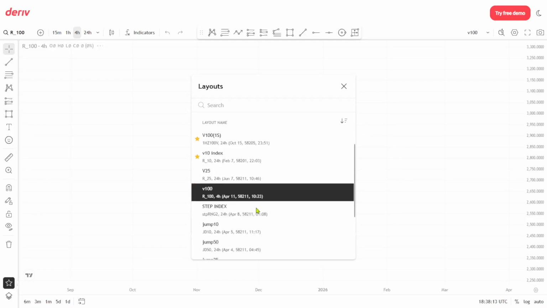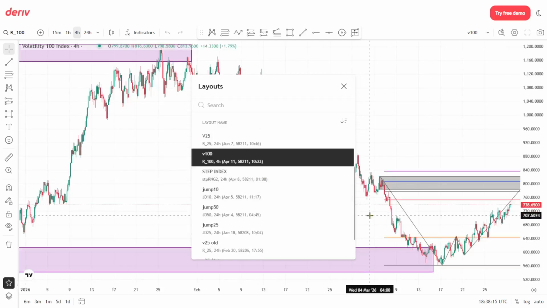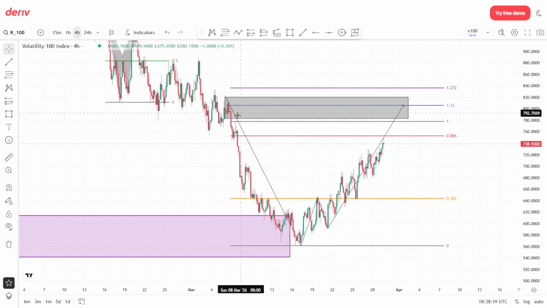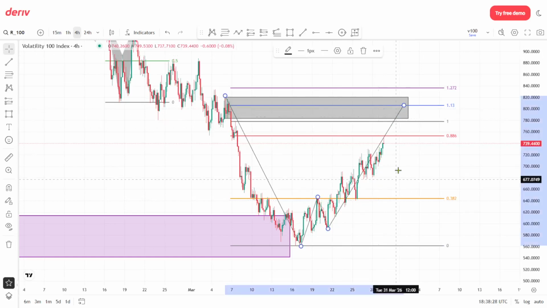I've thought about this guy, V100 index. I'm also looking at this V100 index. This is an alternate bat of 1.13, 0.382. So I'm also monitoring the development of V100 index into this key level. Okay, so keep track of that also.